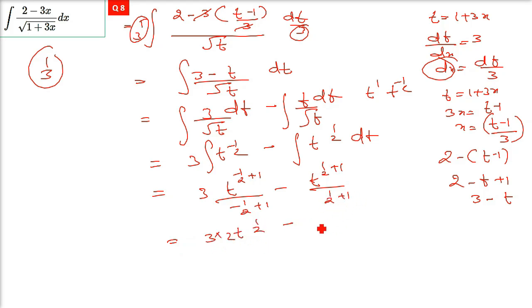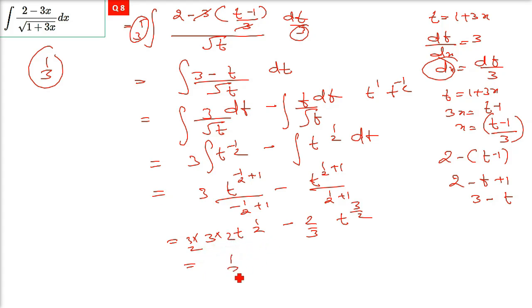Now this is t raised half plus 1, which is 3 by 2, so 2 by 3 goes up, t raised 3 by 2. So now if you want to take common, you have 2 common, and t raised half you can take common. In order to simplify these terms, you always need to take the common terms in both the terms. The common divisor, you can take it outside.